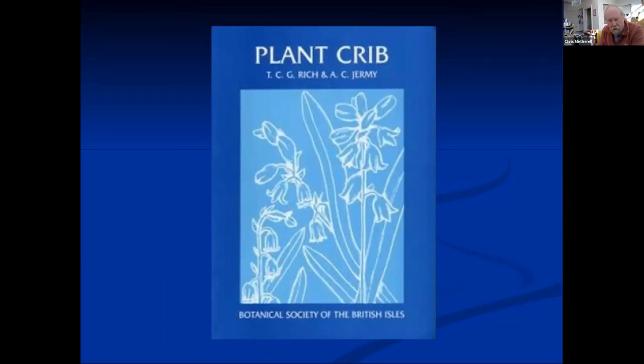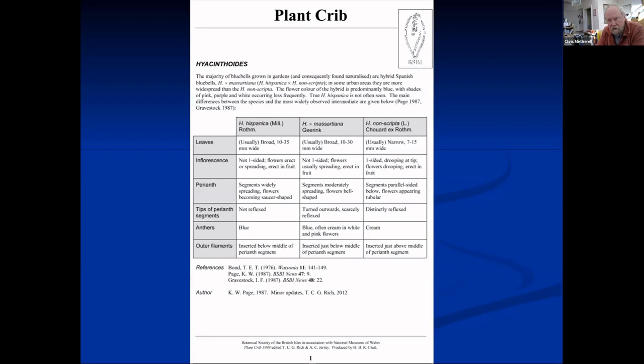But the big plus is that you don't have to carry it around in your backpack, because you can look online, and the whole thing is basically available online. Here's an example of one of the pages. This is bluebells, the sort of thing you might want to look at if you suspect that the bluebells in your area are hybrids. And this gives you a very nice table to show you how to tell the hybrids from our native one, and the rather nasty Spanish one that people grow in their gardens.